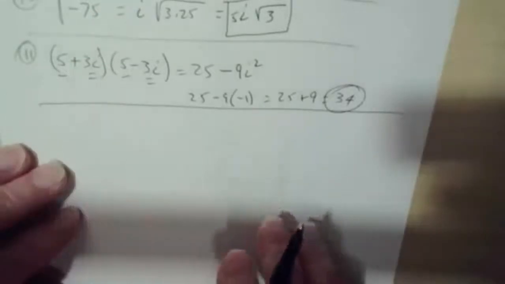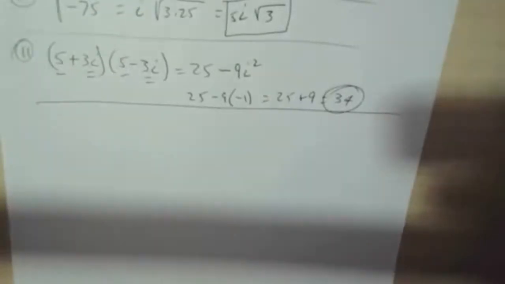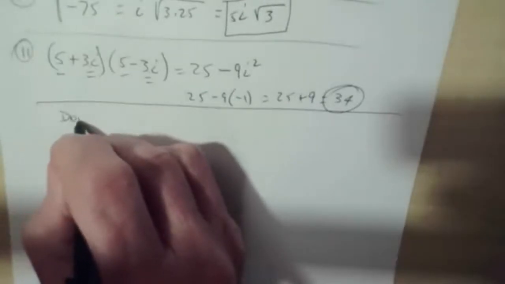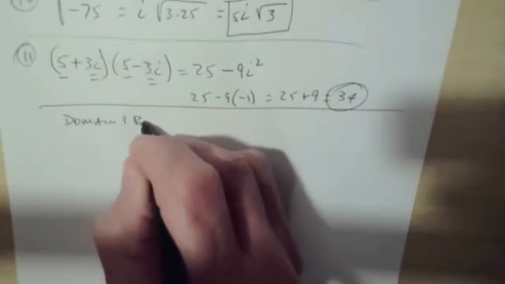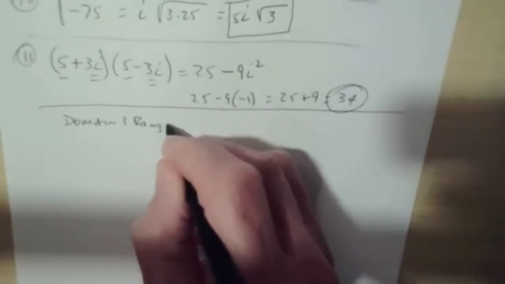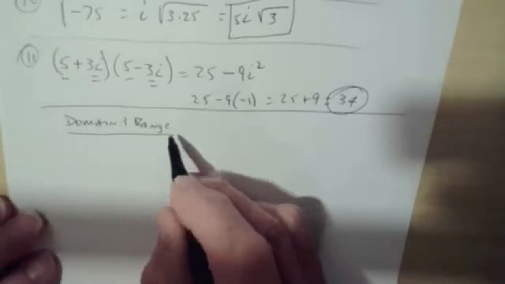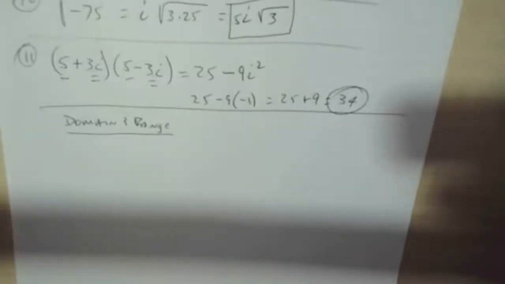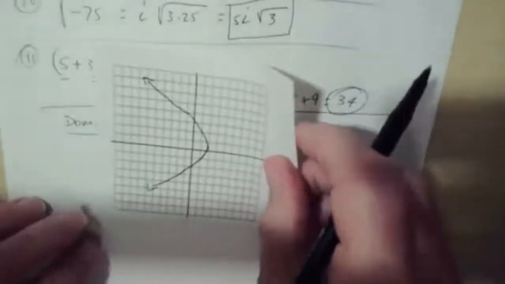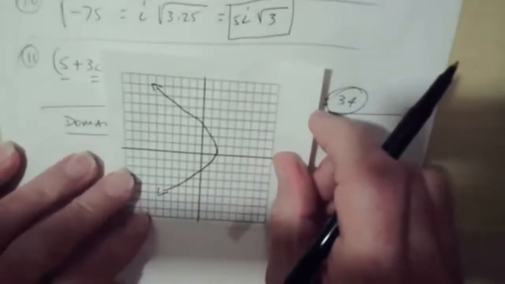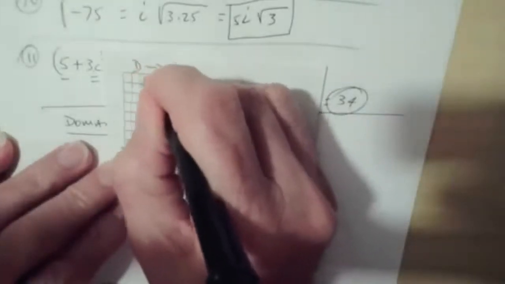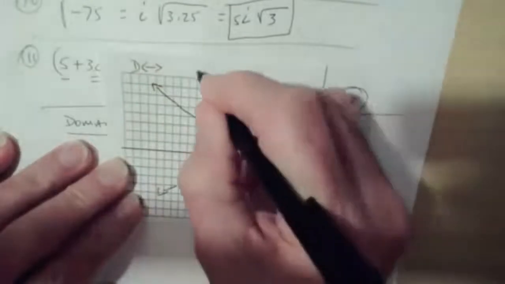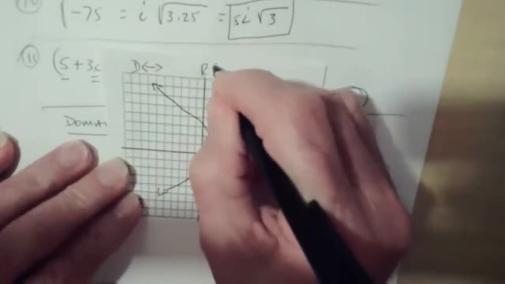Number 12. What is the domain and the range of the following? Remember, domain goes side to side, and range goes up and down.